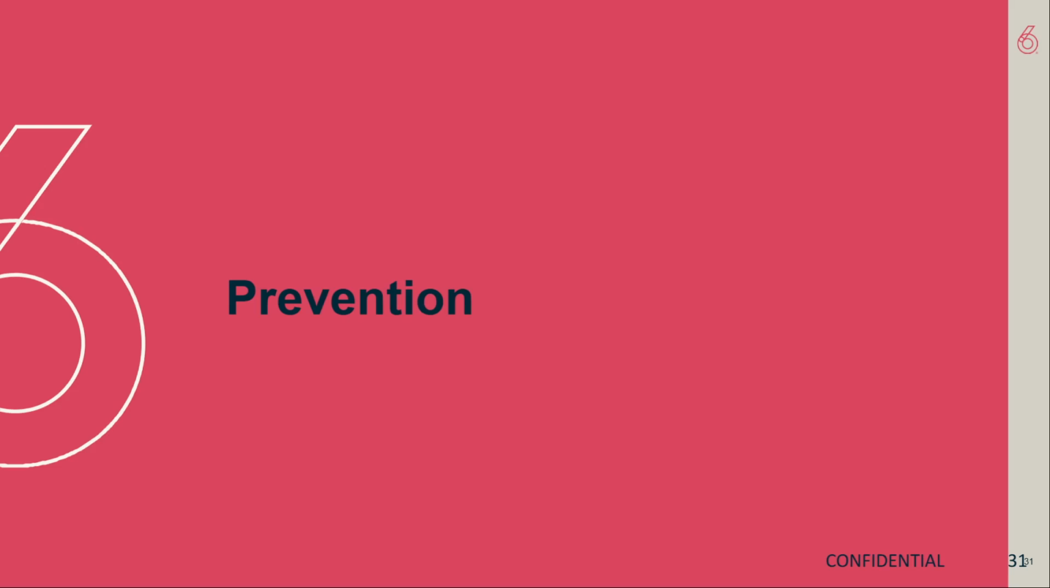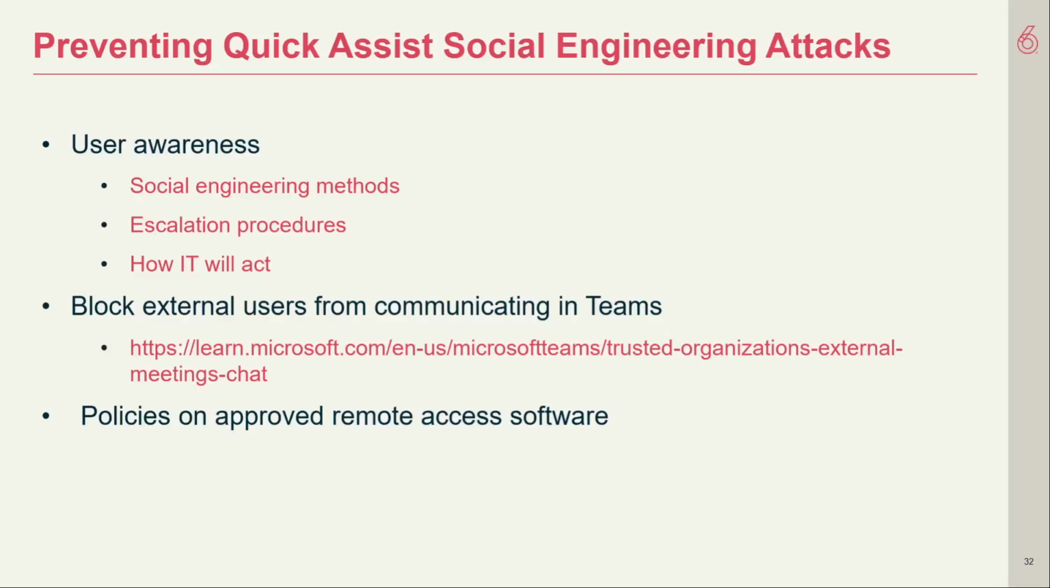All right, so we've got about 15 minutes left. The last thing I want to talk about before I open this up to questions is how do we prevent this? Or more importantly, how do we detect and how do we prevent these types of attacks since they are being used in the wild right now? Well, the first step here is preventing those social engineering attacks, preventing those initial attacks before it even gets to the point of using Quick Assist.